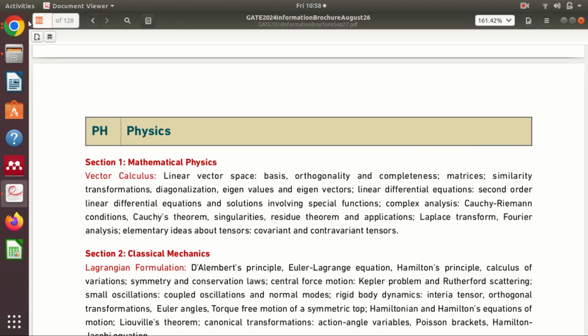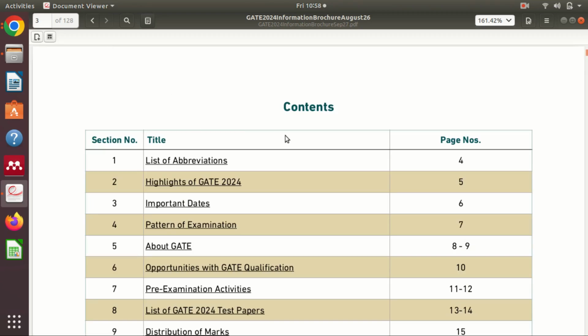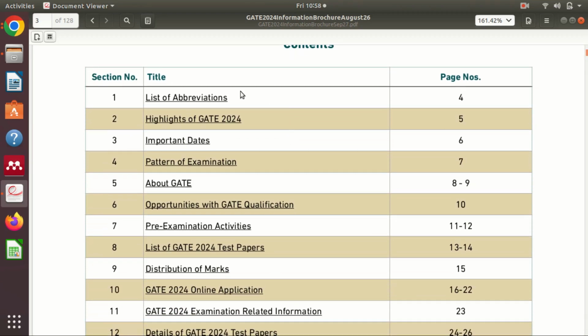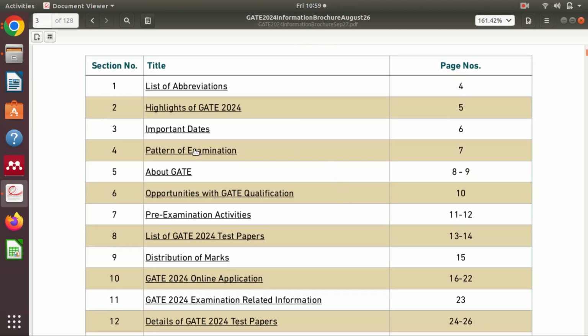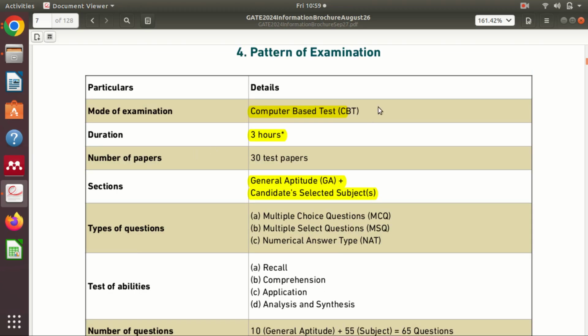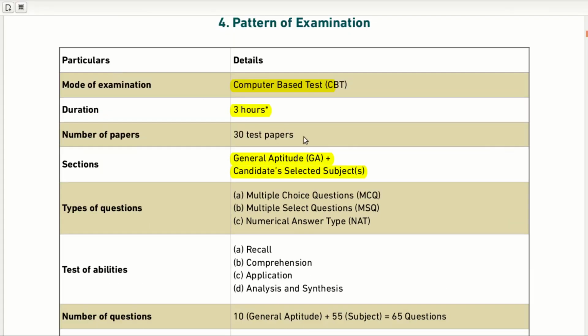So I will go first to the contents. You can see here there are abbreviations, highlights, important dates, and all the things are there. So I will first go to the pattern of examination, because this is a very important thing. I have highlighted a few things, that the mode of examination is CBT mode, that is you have a computer based test, and the duration will be 3 hours.